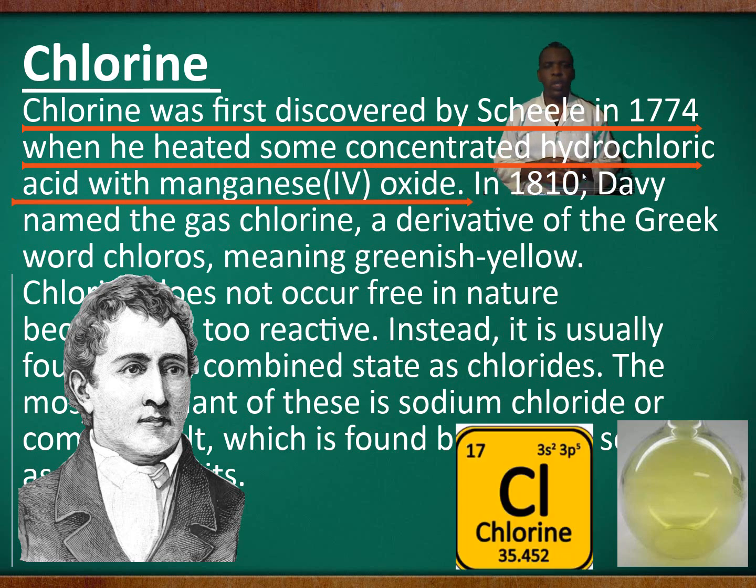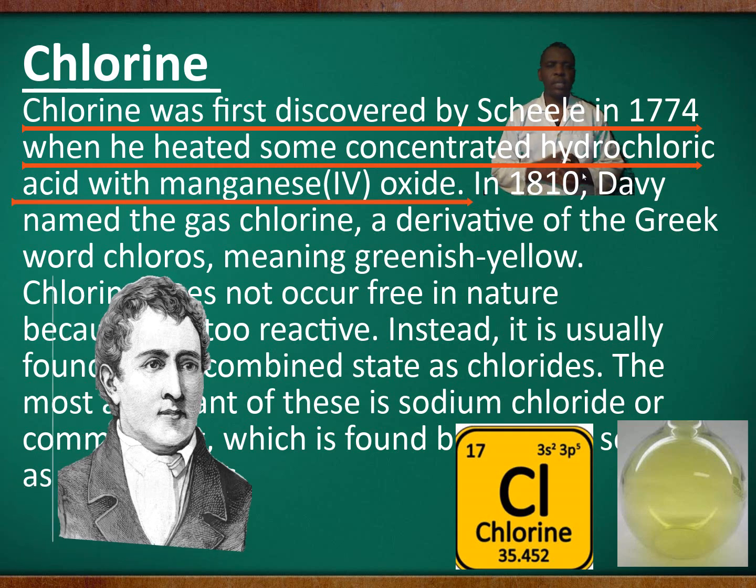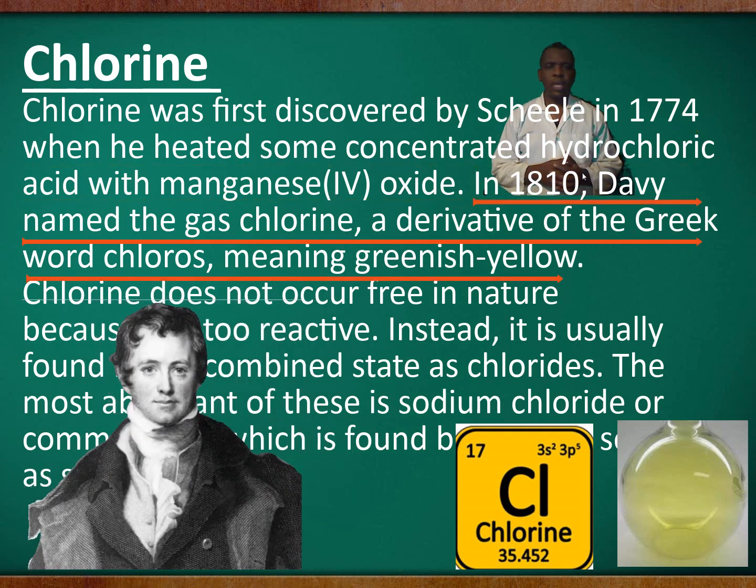Chlorine. Chlorine was first discovered by Scheele in 1774 when he heated some concentrated hydrochloric acid with manganese(IV) oxide. In 1810, Davy named the gas chlorine, a derivative of the Greek word chloros, meaning greenish yellow.